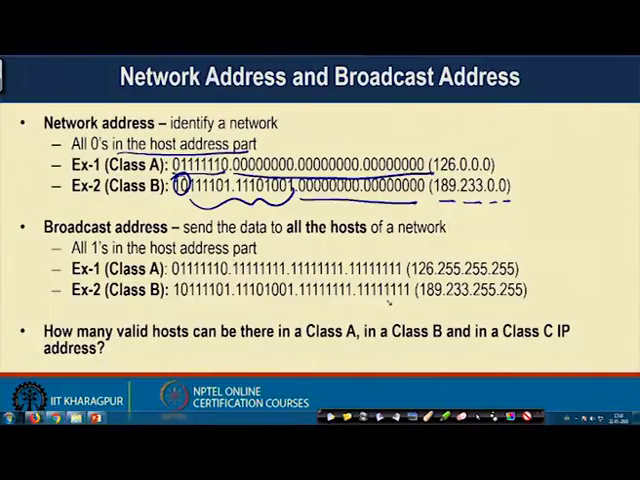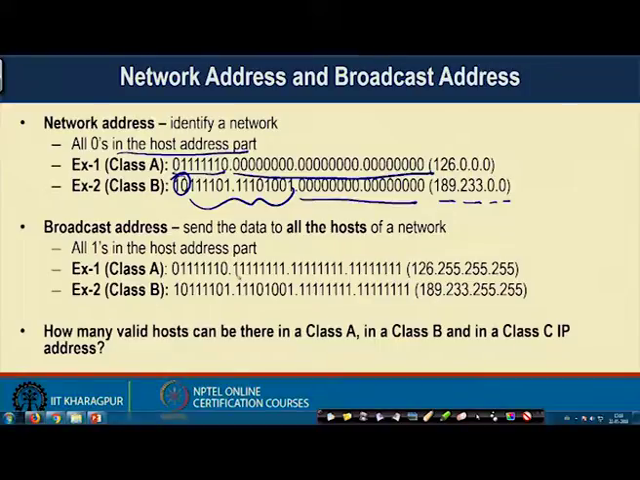Similarly, we have a broadcast address. A broadcast address means that if you send an IP datagram with that particular address as the destination address, all the hosts in that network will get that packet. That is why we call it a broadcast address. Broadcast addresses are denoted by all ones in the host address part.